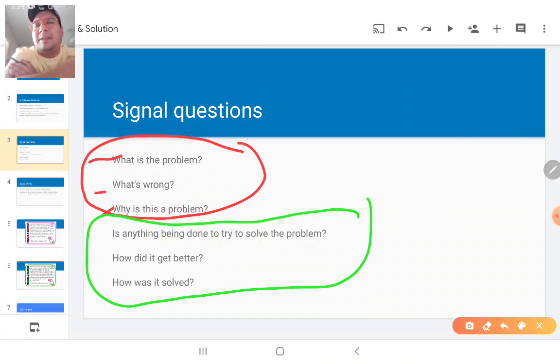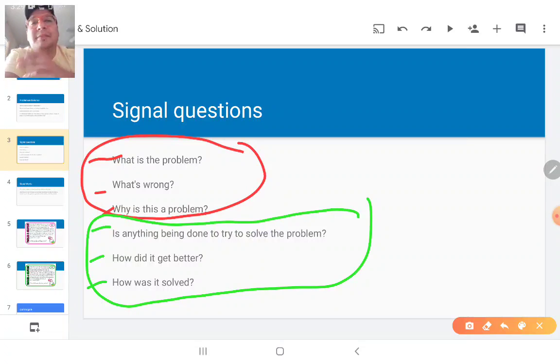Is there anything being done to try to solve the problem? Meaning, is there something that is being changed in order for us to be better at it, right? Or solve the solution, give ourselves a solution. Did it get better? The question is, did it get better? Did things change? How was it solved? Meaning, what steps were taken in order for it to resolve the problem, right?